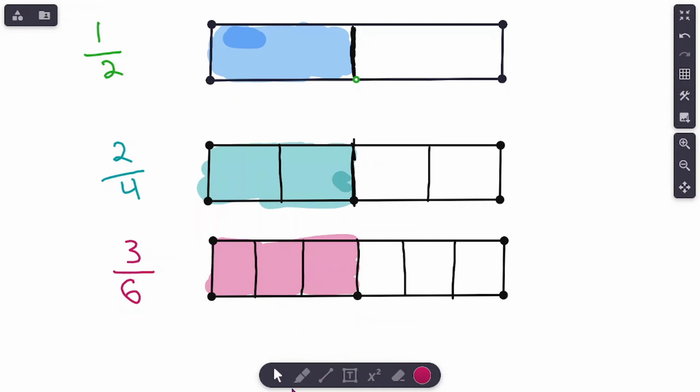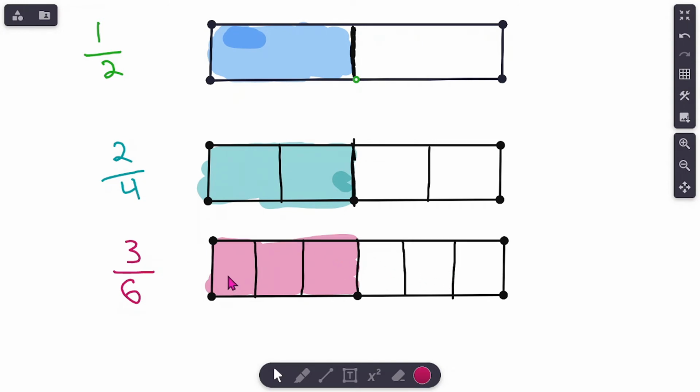Let's take a look. All right, what are y'all noticing about these fractions? What do you notice about all 3 of these fractions? 1/2, 2/4, and 3/6. Notice on 3/6, same thing. We have a candy bar. Me and my friend, we're splitting it. We break it into 6 equal pieces. 1, 2, 3, 4, 5, 6. I get 3 pieces. He gets 3 pieces.